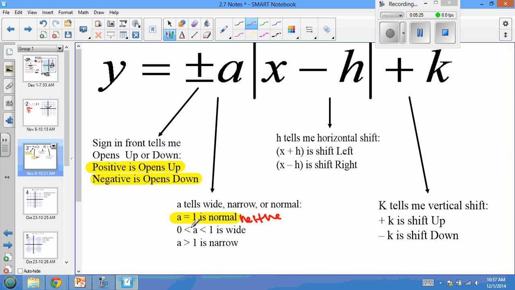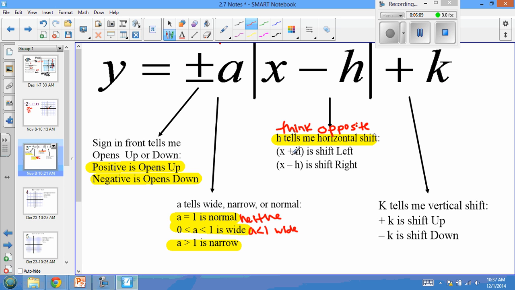Okay, if A is less than 1, we know it is wide. And if A was greater than 1, it was narrow. So when A was less than 1, it was wide. This says A is greater than 0 or less than 1 because it's always going to be positive numbers. That's why it is like that. Okay, H, just like before, tells us our horizontal shift. So H tells me the horizontal shift. You're still thinking opposite, so think opposite.